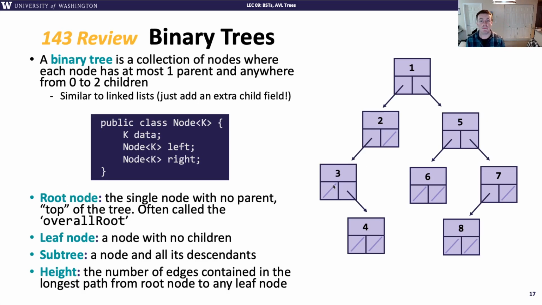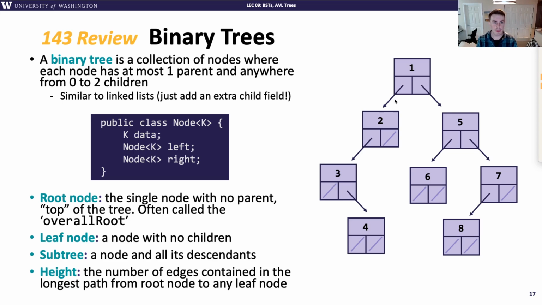So as a reminder, a binary tree is a collection of nodes where each node has at most one parent and anywhere from 0 to 2 children. We think of these structures a lot like linked lists, but now there's an extra field to have a left child and a right child. Now, with these tree terminologies, there's usually lots of terms that come with it.